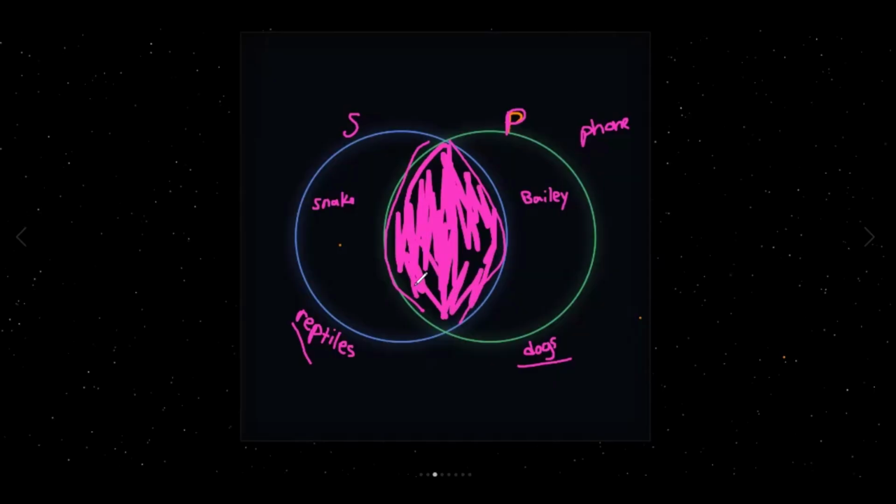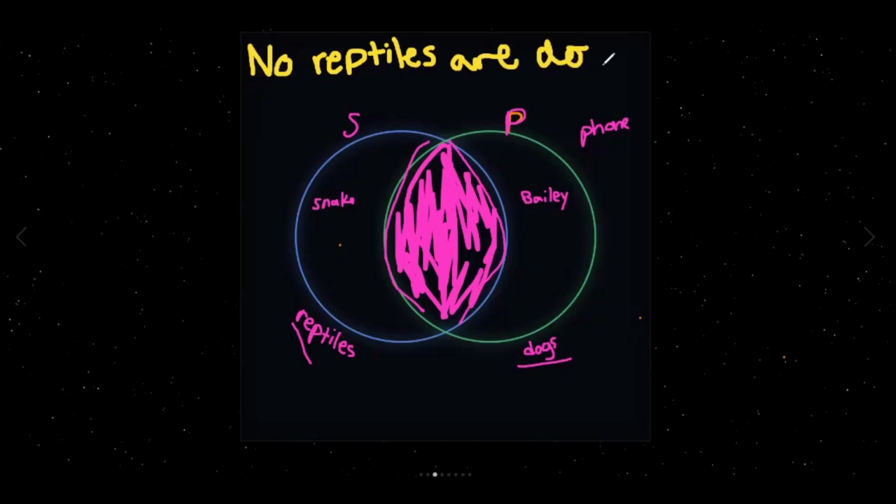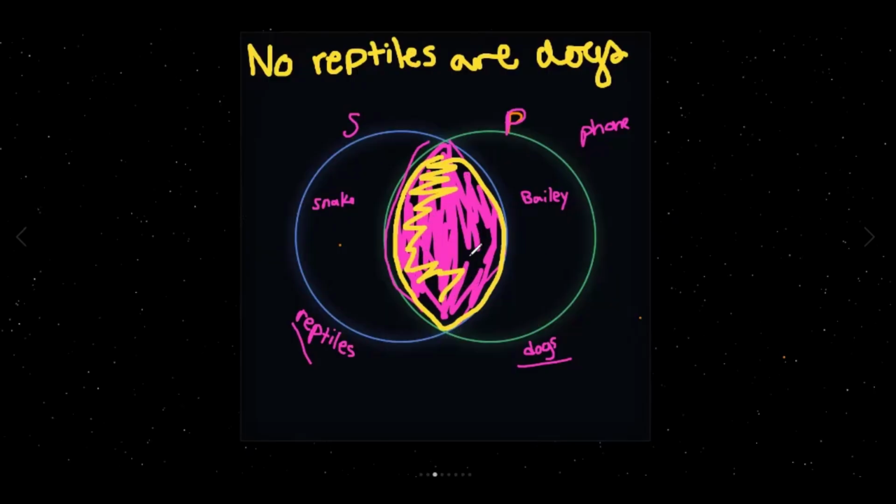How do we know this region is empty? We know this region is empty because we know it is true that no reptiles are dogs. Because reptiles are a totally different category than dogs. There's no overlap between reptiles and dogs, just based on what we know about those concepts and how they're defined. So this middle region of space is shaded to indicate that nothing can go there.